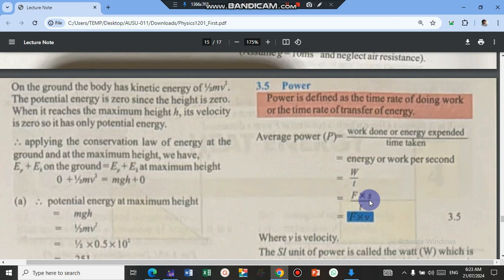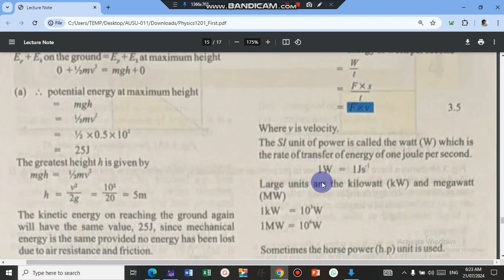Then this S is displacement, because distance in the direction of force means displacement. So the displacement divided by time is velocity. So we can say power equals force times velocity. It means we have at least two formulas to calculate power. Either we say power is work done or energy expended divided by time, or we say power equals force times velocity, depending on what we are given in a problem.